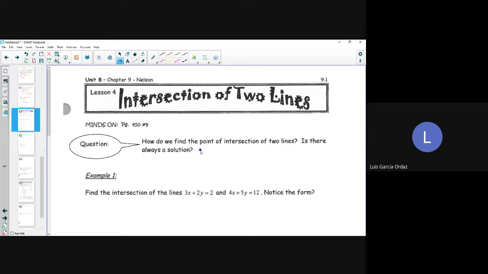Come on, guys, grade 10 math. What do we use to figure out the intersections of two lines? A system of equations, which means we're going to be using elimination or substitution. Is there always going to be a point of intersection? There is not always going to be a point of intersection because lines can be parallel.